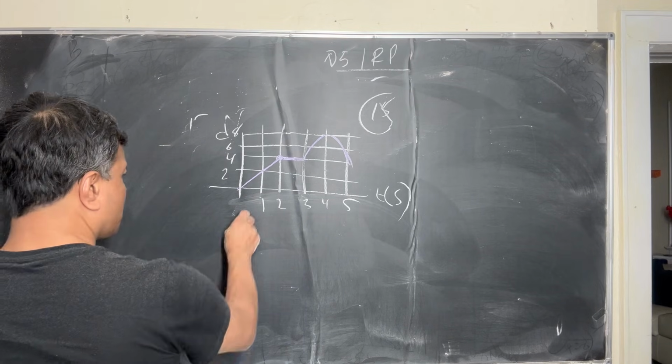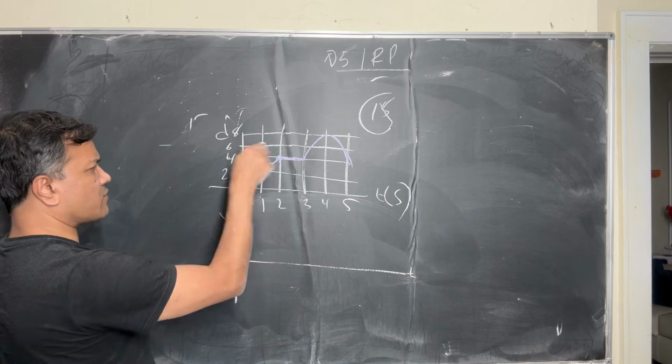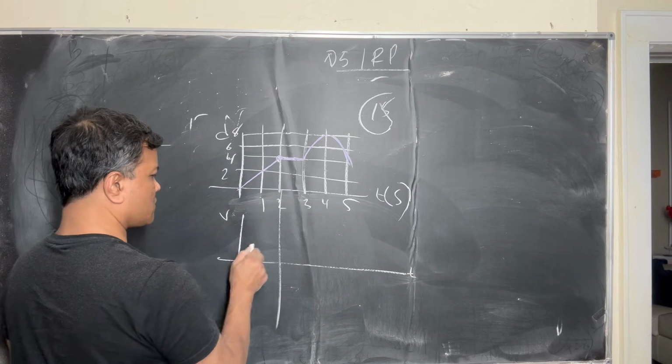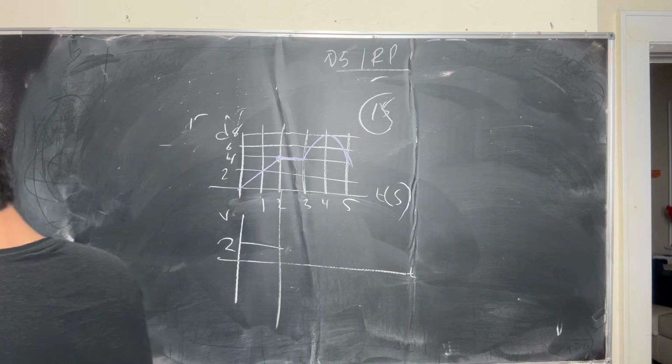Now you're going to do a v-t graph. How do you do it? You're going to do it by doing it. 4 divided by 2 is 2. So this is 2. Now you see the slope of this one is 0, so you're just going to draw 0.